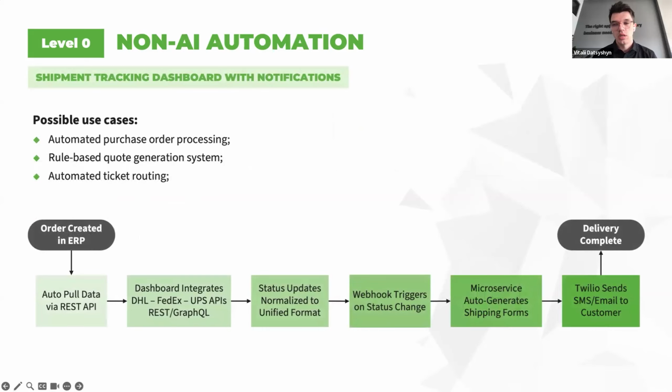As an example, we can consider creating a shipment tracking dashboard that pulls data from ERP when a new order is created, integrates with different external carrier APIs, generates simple shipping web forms, and notifies users of any updates. Also on this slide, you can find a few more possible use cases of non-AI automations that could be used to automate purchase order processing, to generate quotes based on specific rules, to route support tickets, and so on.